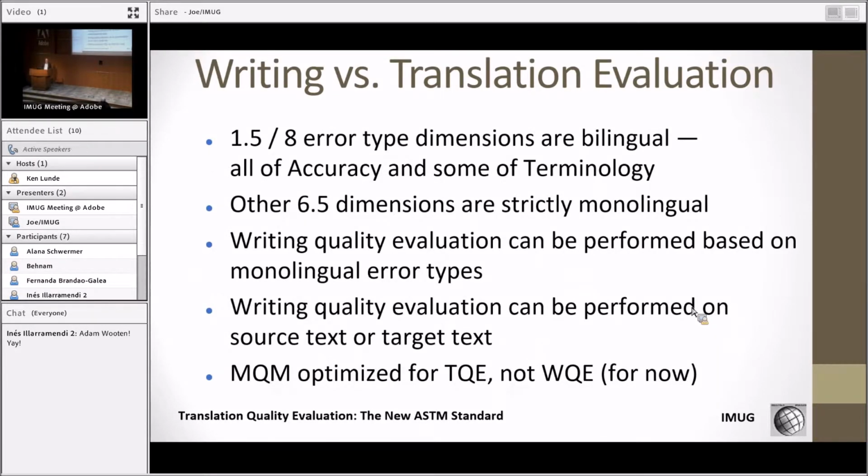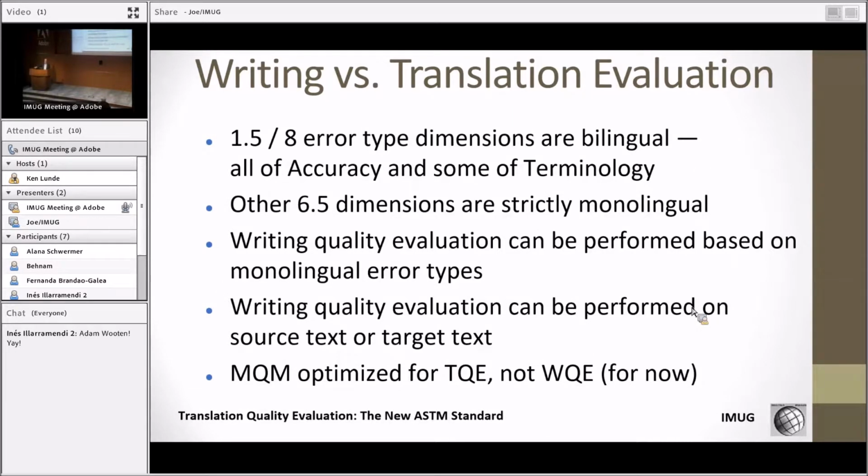Haven't said anything about writing, and that makes me sad because I think that writing evaluation is very important, and I think that writing is very closely related to translation. But as it turns out, if you look at our 8 high-level dimensions, 1.5 of them have to do with translation per se, or bilingual by nature. The very first one is accuracy, which is the accuracy of the translation.